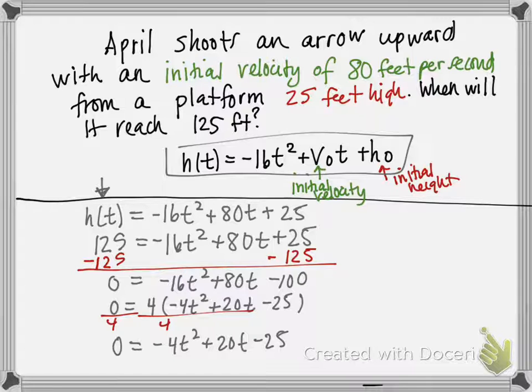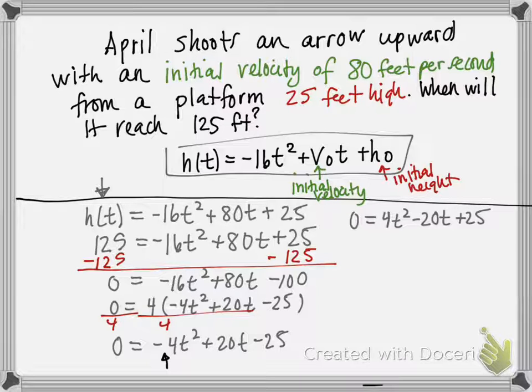So I'm going to try to factor this, and the very first thing I need to do in order to factor this is make sure my very first term is positive. So essentially, in order to make it positive, I can multiply both sides by negative 1, which essentially flips all three signs of this trinomial. So if I multiply both sides by negative 1, I would be left with 4t squared minus 20t plus 25. All right, now I'm ready to factor.